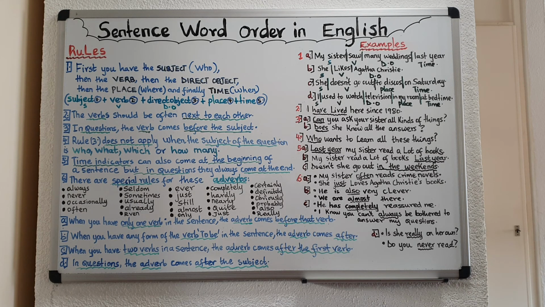And then remember the special rules when it comes to using adverbs to construct a sentence. When you have only one verb in your sentence, then make sure that the adverb comes before that verb. And when you have any form of the verb to be in the sentence, make sure the adverb comes after the verb. And when you have two verbs in a sentence, make sure that the adverb comes after the first verb. And finally, when you want to construct a question in English and you want to use an adverb, make sure that the adverb comes after the subject. Okay, and this brings me to the end of this lesson.